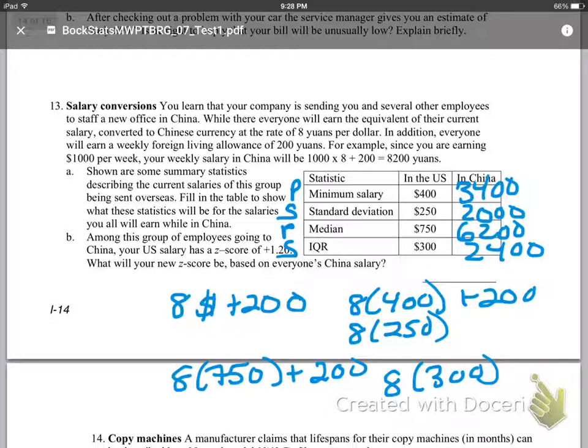Okay, now let's go down to B. And B is talking about z-score. All right, what I want you to know is that it doesn't matter what your distribution is. Z-score is z-score. So if your z-score is 1.2 and you do all this googly gook, it's still going to be 1.2. It doesn't change.